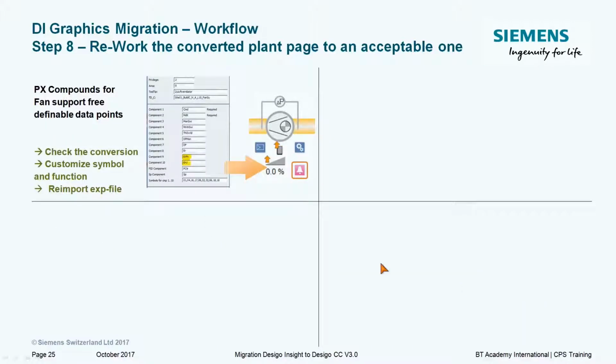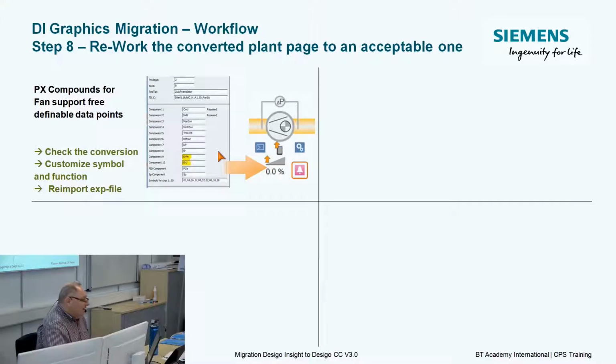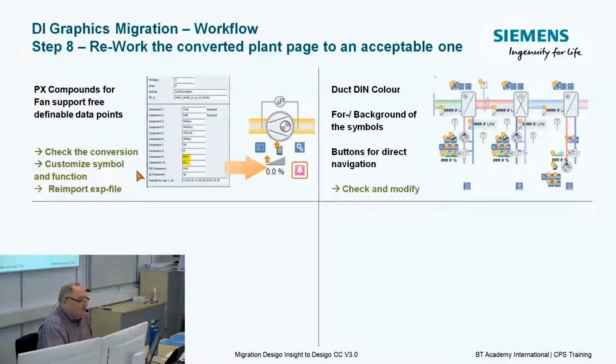Then, in case you were using PX compounds from the headquarter library, and you customized the PX library, then you might have missing information also in the graphics here. So you have to customize them, okay, and then re-import the export file. So these are situations which you might see when you're doing the conversion.